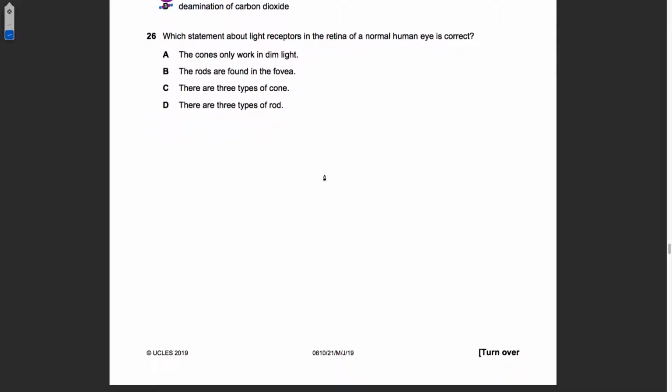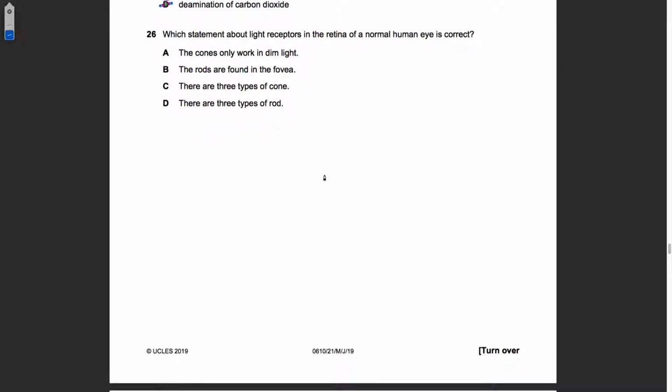26. Which statement about light receptors in the retina of a normal human eye is correct? The cones only work in dim light. Definitely not. They'll only work in bright light. The rods are found in the fovea. No, the cone cells are mainly concentrated in the fovea.